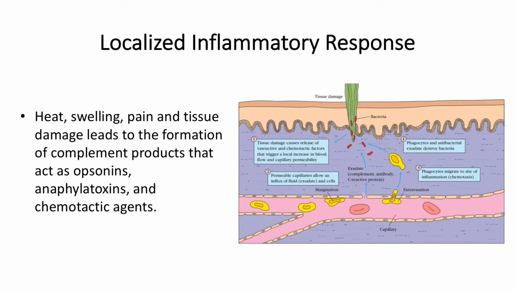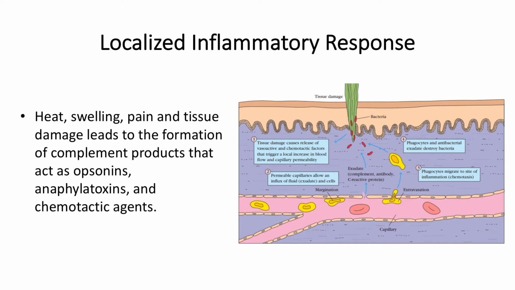Localized inflammatory response. In a localized inflammatory response, heat, swelling, pain, and tissue damage lead to formation of complement products, which act as opsonin, anaphylatoxin, and chemotactic agent. So what actually happens, if you see point number one here, at the site of tissue damage? It causes release of vasoactive and chemoactive factors that trigger a local increase in blood flow and capillary permeability.